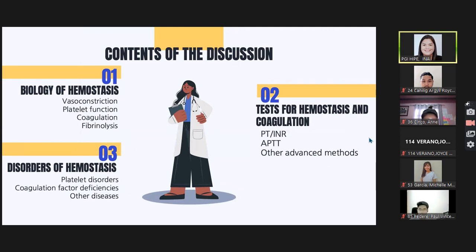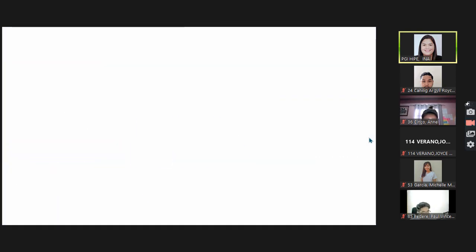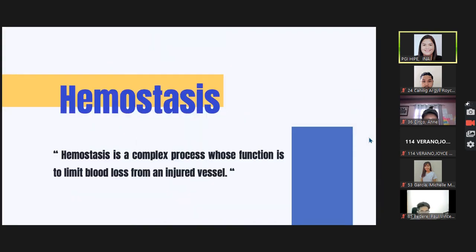Okay, so the fourth part is the transfusion. It's actually also lengthy in the textbook, but you can always scan through the book. So that's Schwartz 11th edition. If you don't have a copy of the book, I can send you a copy if wala. So let's start with the biology of hemostasis.